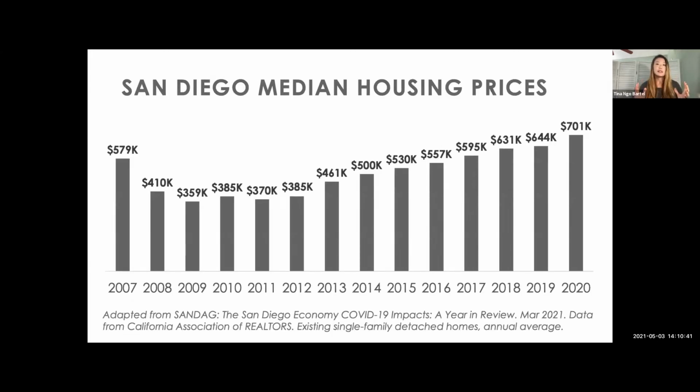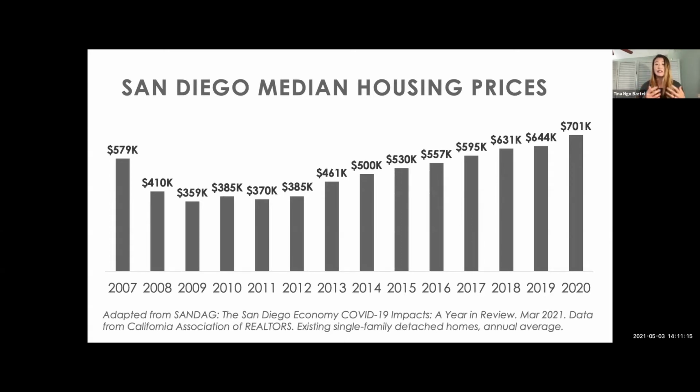So just to give you some context on why LMI is important, when we look at this, we see housing prices in San Diego County increasing dramatically after the Great Recession, right? So even between 2019 and 2020, the housing prices for a median single family detached home went from $644,000 last year, or 2019, to $701,000 in 2020. This was an annual average. And we took this graph from SANDAG.